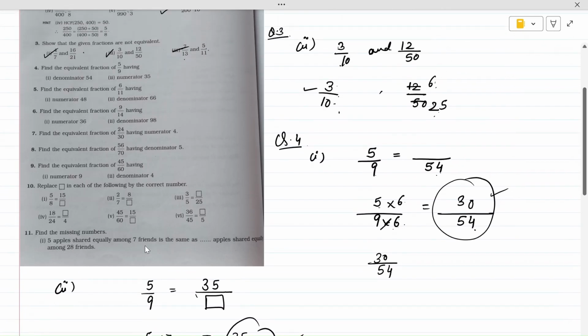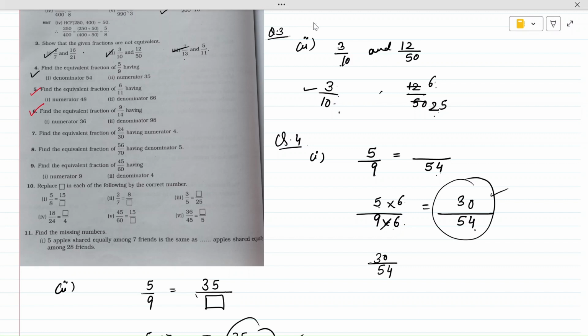Okay, so this question is done, kids. Similarly, we have more questions which are the same. Find the equivalent fraction of 6 by 11 having numerator as 48, denominator is 66. So this is homework.